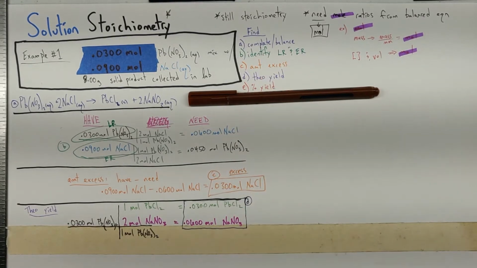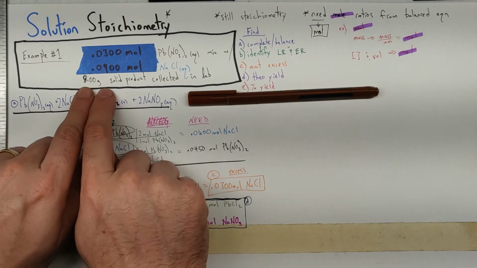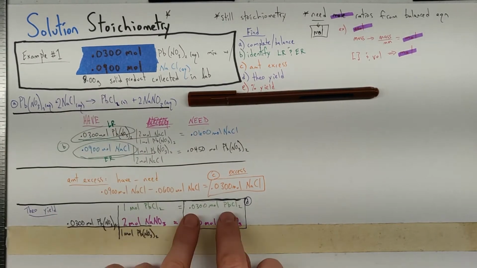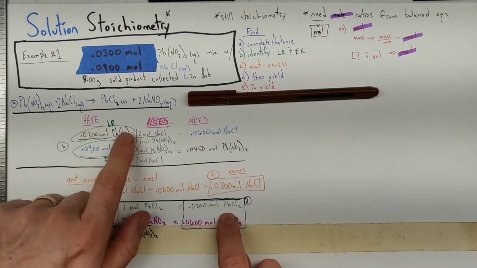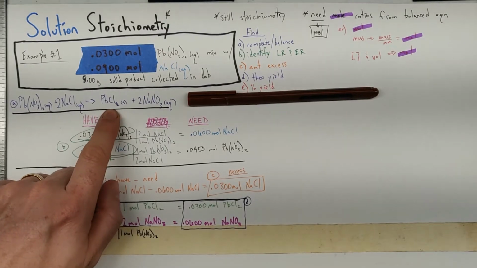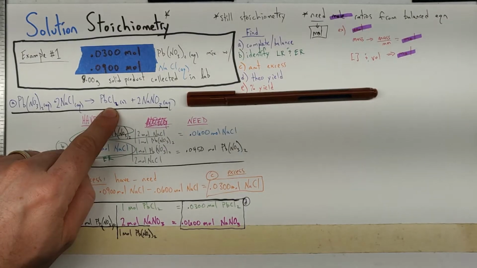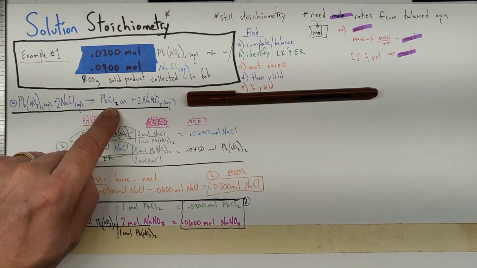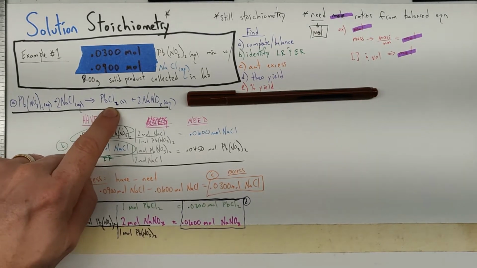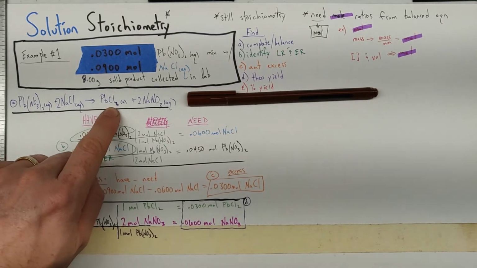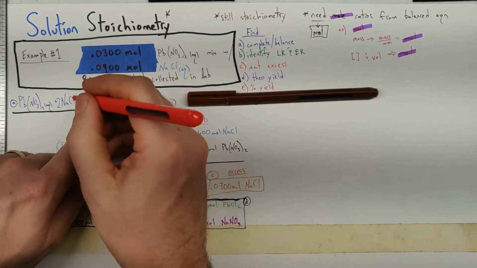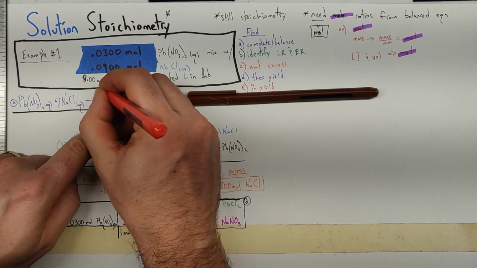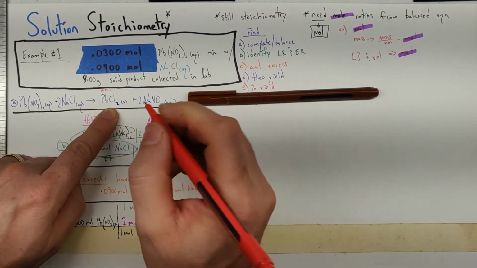We also need to get a percent yield, and we were given an actual yield right there. Now, my solid product is the lead chloride, which has a molar mass of 278.1. And you could calculate that. I just happen to have written it down in advance. For a pencil. Here we go. The molar mass is 278.1.